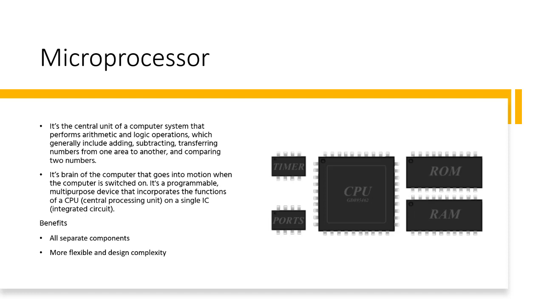Microprocessors are the central unit of any computer system that perform arithmetical and logical operations, which generally include adding and subtracting and transferring numbers from one area to another and comparing two numbers. The brains of the computer that goes into motion when the computer is switched on. It's a programmable multi-purpose device that incorporates the functions of a CPU, central processing unit, in a single IC.